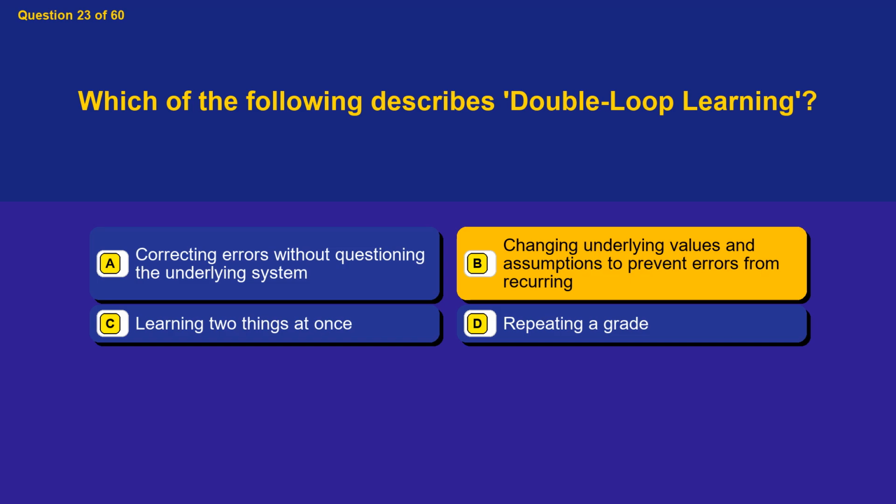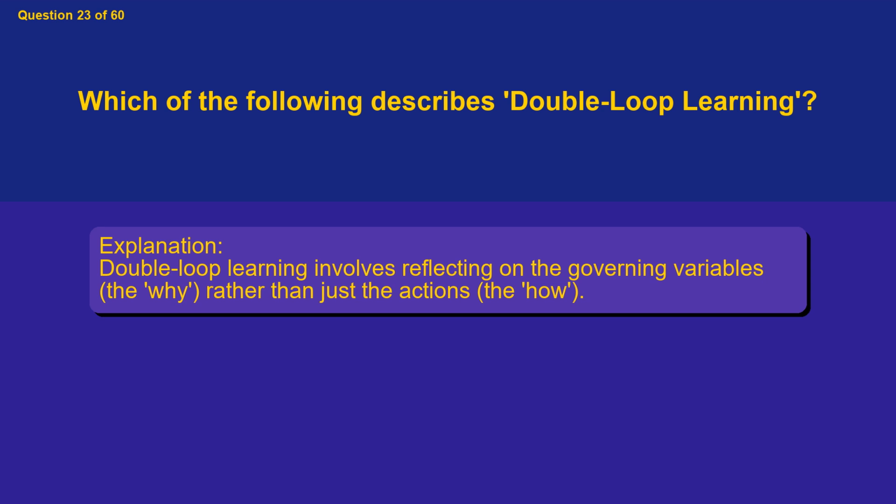The correct answer is option B. Changing underlying values and assumptions to prevent errors from recurring. Double-loop learning involves reflecting on the governing variables, the why rather than just the actions, the how.